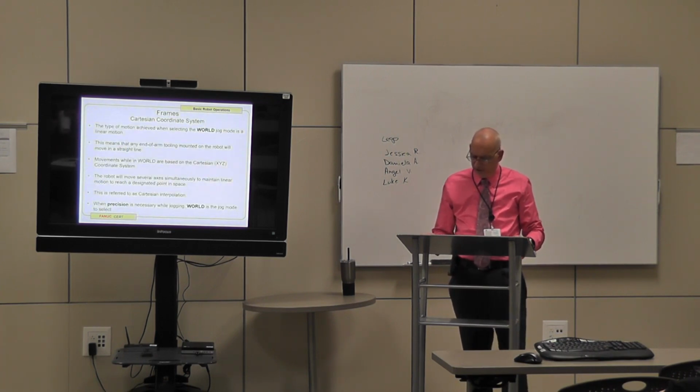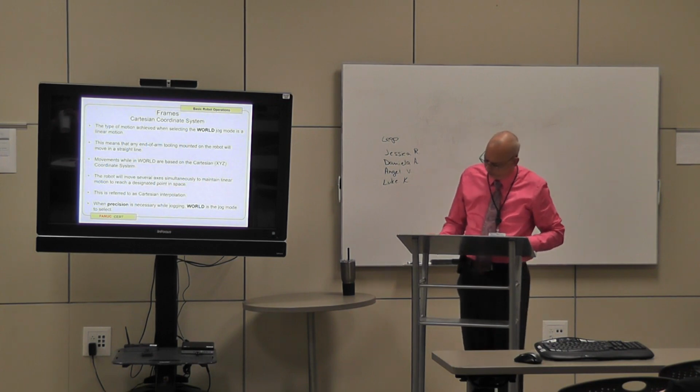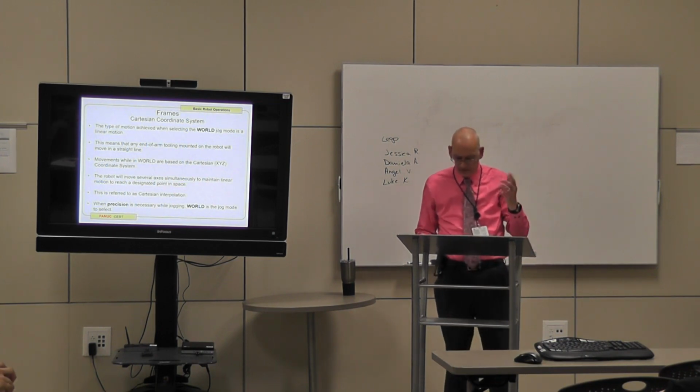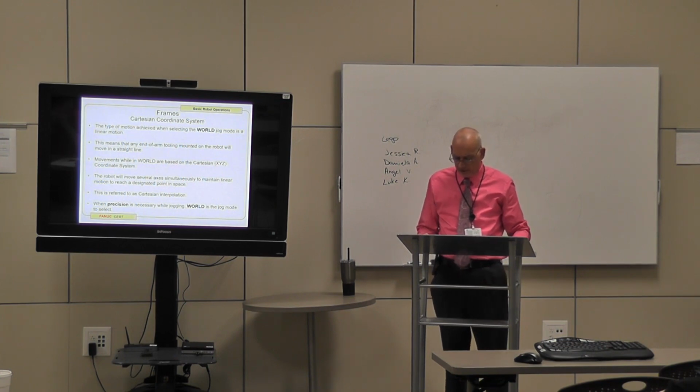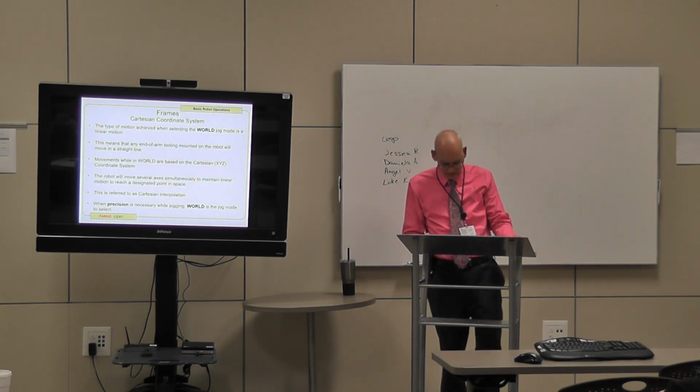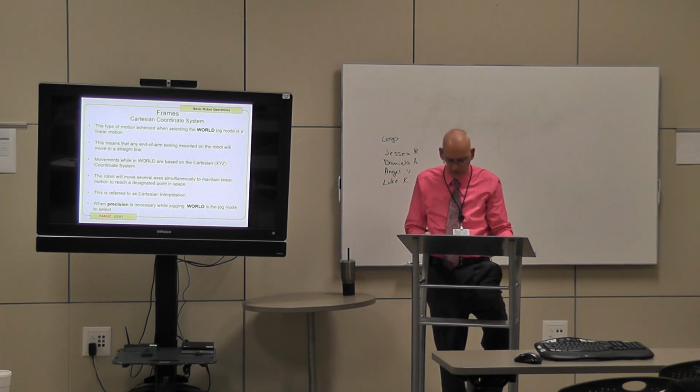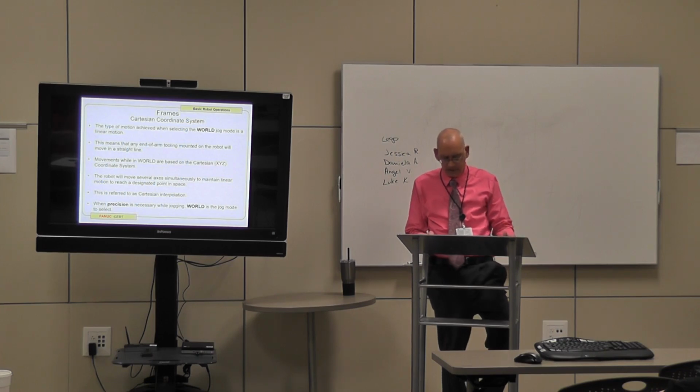Okay, the type of motion achieved when selecting a world jog frame is a linear motion. This means that any end of arm tooling mounted on the robot will move in a straight line. Movements while in world are based on the Cartesian X, Y, and Z coordinate system. The robot will move several axes simultaneously to maintain linear motion to reach a designated point in space.